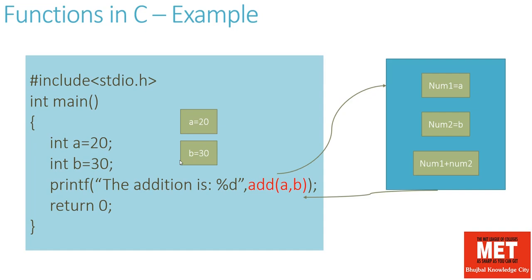So there are three key things that you have to remember. One, a function declaration, then the function definition and function call. Once the function is declared, it can be called any number of times. When a function is called, the actual parameters are copied into the formal parameters and the body of function gets executed. If the function returns a value, the value is returned back to the calling program. This is how we can use functions in C.